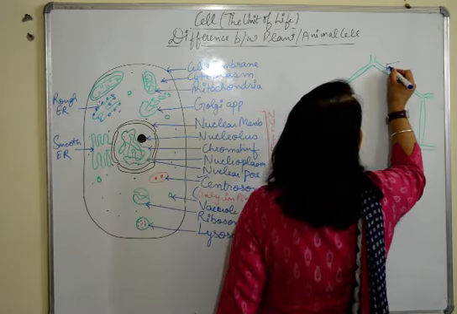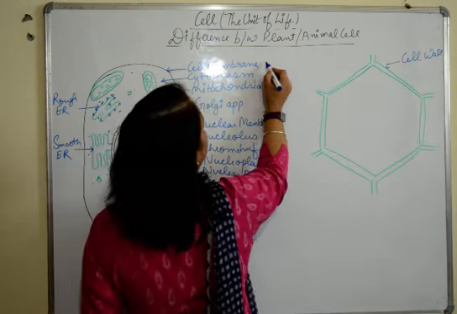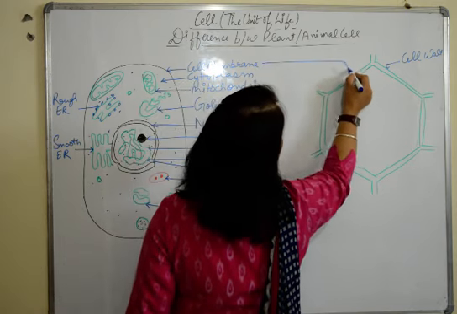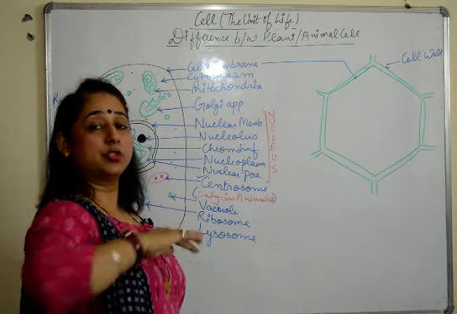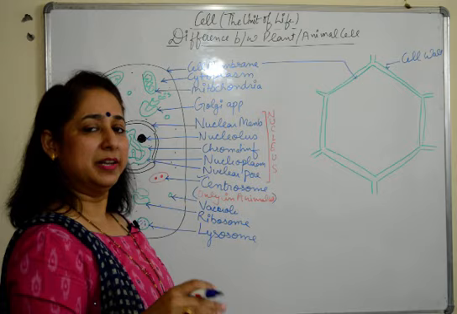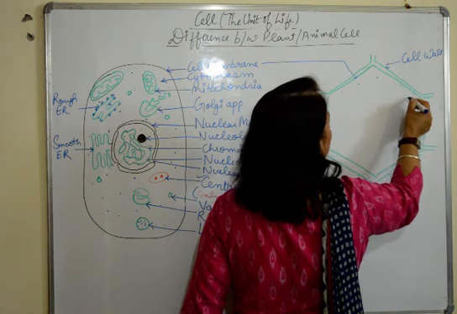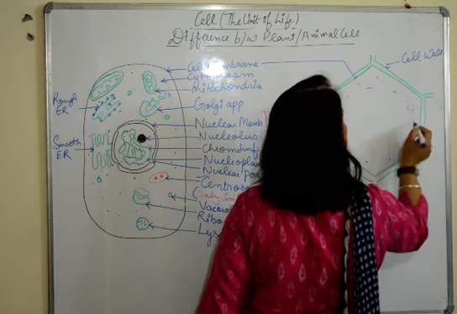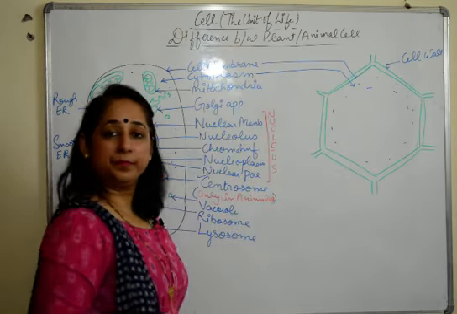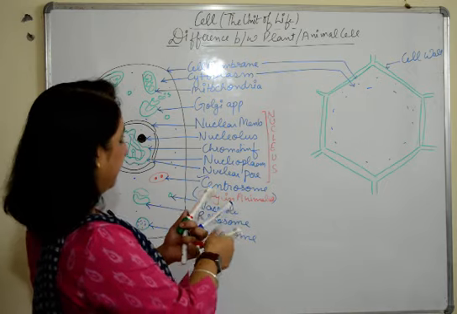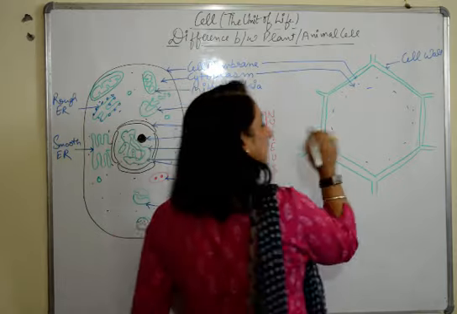So this is the outermost covering cell wall, and it also has this covering cell membrane. Fine, cell membrane is there, but cell wall is something which is not present here. The outermost covering, which gives it a proper rigid shape. Then again, it also has this semi liquid substance known as cytoplasm. Common.